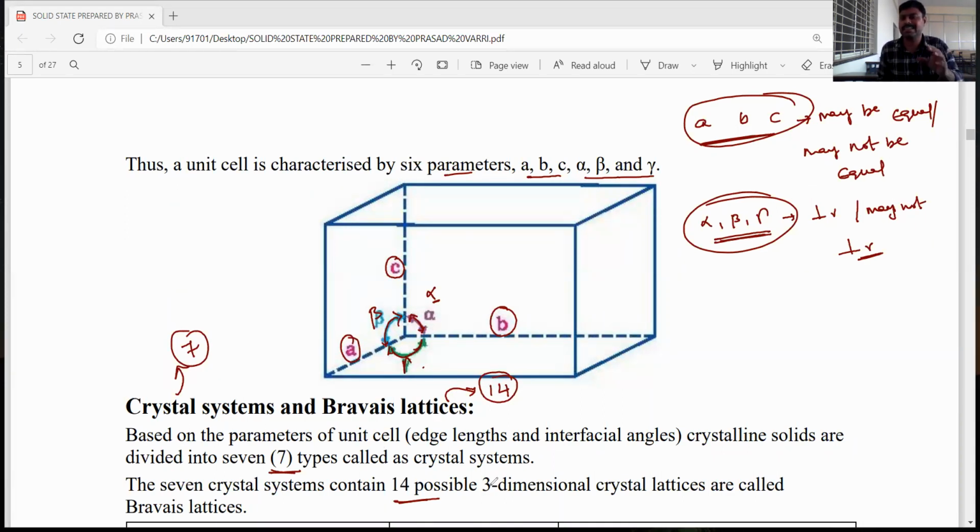Now we'll discuss the 7 types of crystal systems, and how many Bravais lattices are present in every crystal system. In total, the 7 crystal systems include 14 Bravais lattices. So in this chapter, we have to remember the 7 types of crystal systems, the relation between their edge lengths and axial angles, how many Bravais lattices are present in every crystal system, and examples of that particular crystal system. These 4 points we have to remember.